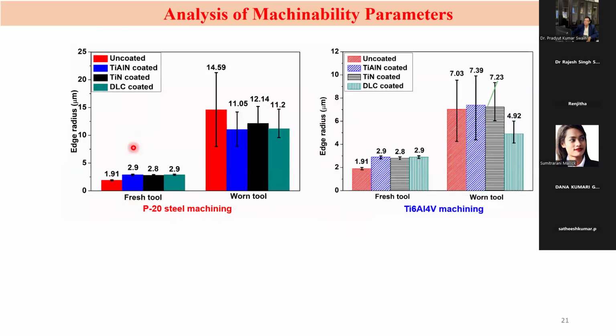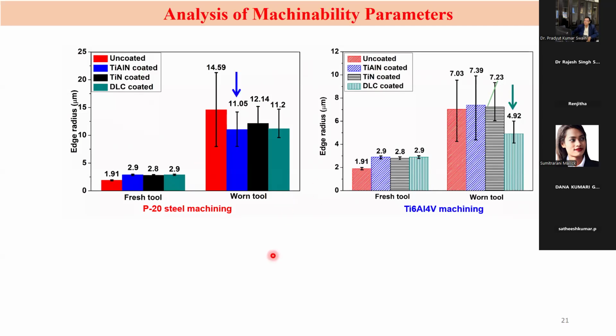Then obviously here we are comparing machining of both materials. One is P20 steel, one is Ti6Al4V, and all this experiment was done for the same kinds of tools: uncoated, TiAlN, TiN, and DLC coated tools. One workpiece material is P20 steel, and one is Ti6Al4V, the titanium grade 5 alloy, aerospace grade alloy. So these are the two machining materials.